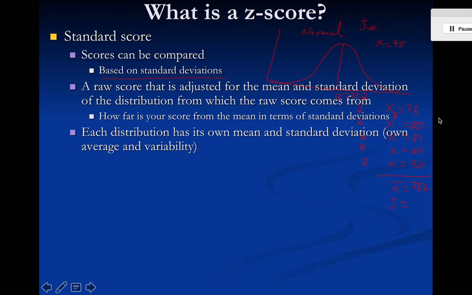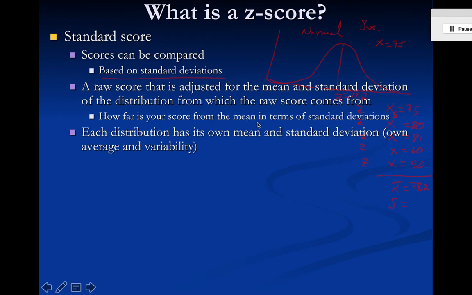So essentially, what is a standard score going to tell us? It's going to tell us how far your one particular score is from the mean in terms of standard deviations. And that's what a z-score is actually going to tell you. So the definition of a z-score is both of these definitions. A z-score is a raw score that is adjusted for the mean and standard deviation of the distribution from which the raw score comes from, thus becoming a standard score, because that's what a z-score is. But a z-score in reality is going to tell you how far your particular score is from the mean in terms of standard deviations.